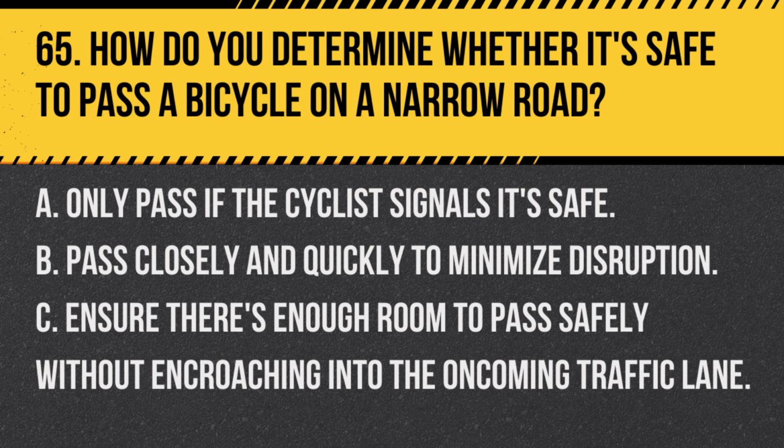Question 65. How do you determine whether it's safe to pass a bicycle on a narrow road? A. Only pass if the cyclist signals it's safe. B. Pass closely and quickly to minimize disruption. C. Ensure there's enough room to pass safely without encroaching into the oncoming traffic lane.